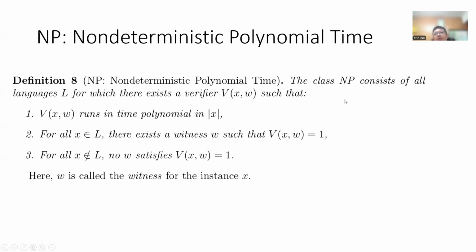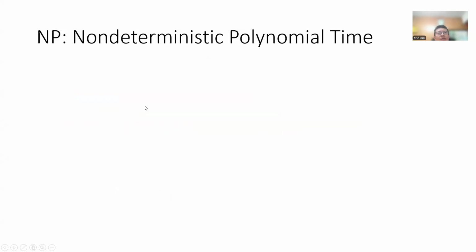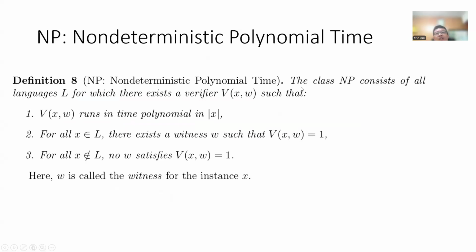So this is another definition. It's exactly the same, but sometimes this M is called a verifier. So NP consists of all languages L which have a verifier V(x, w) such that V(x, w) runs in polynomial time in x, and for all x in L, there exists a witness. So if the answer is yes, there exists a witness, then output yes. If the answer is no, then no matter what witness you have, you always get 0. So there is no w satisfying V equal to 1. So w is called the witness or the certificate or the proof.